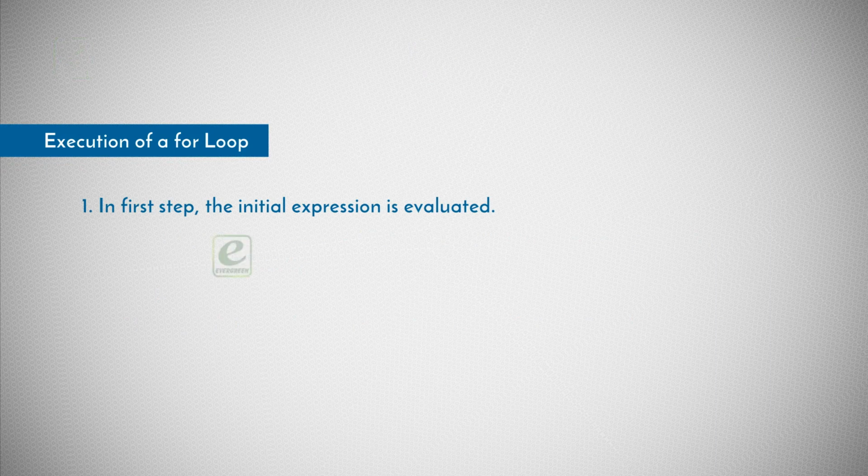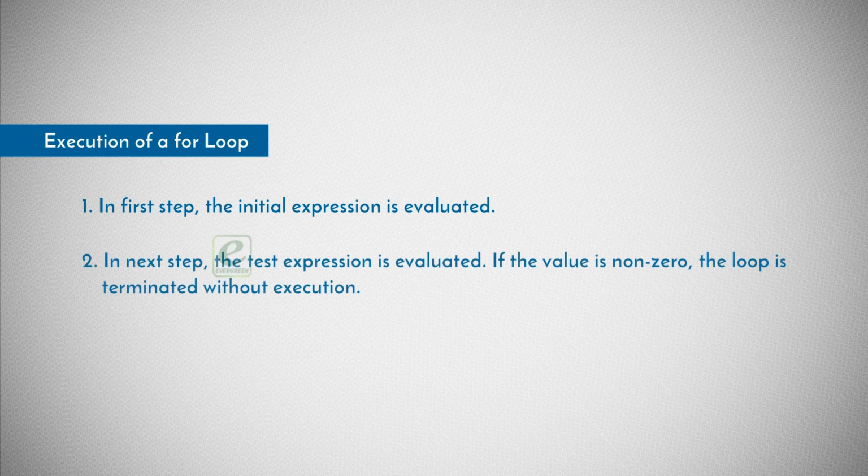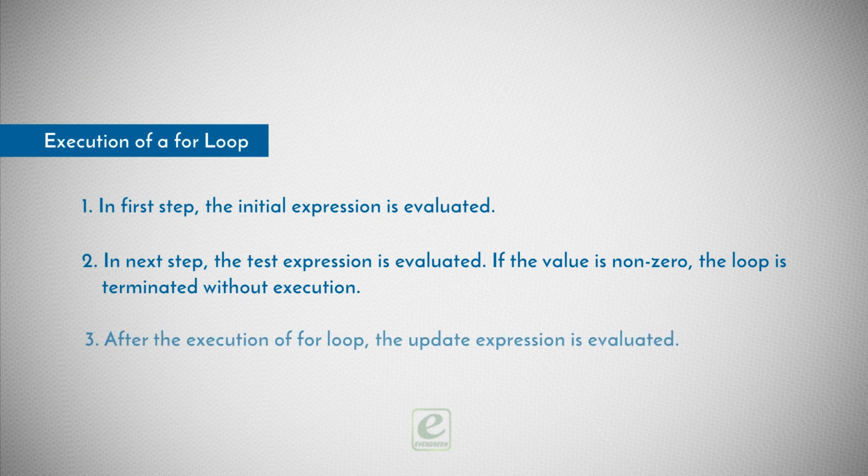Execution of a for loop. 1. In the first step, the initial expression is evaluated. 2. In the next step, the test expression is evaluated. If the value is zero, the loop is terminated without execution. 3. After the execution of the for loop body, the update expression is evaluated.